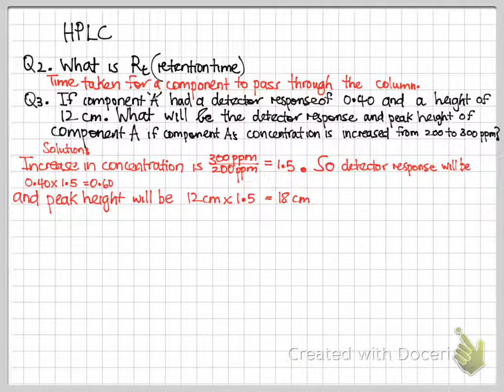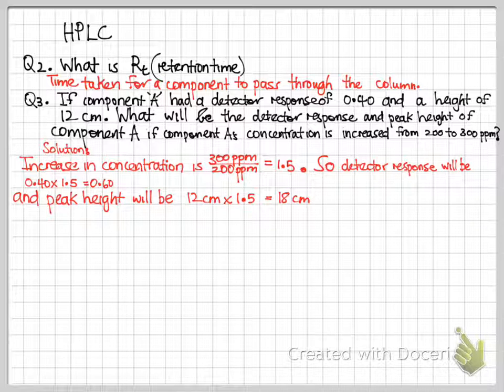Okay, the next topic we look at is HPLC. With HPLC, you need to know what RT is. RT is retention time, and that's the time it takes for a component to pass through the column. If you find this a bit confusing, you'll need to go back to your textbook and have a read of that. Okay, looking at question 3.